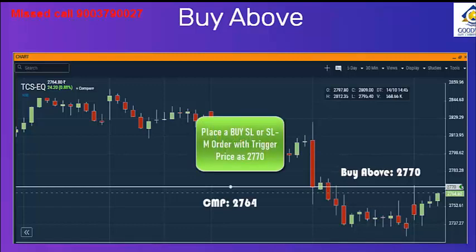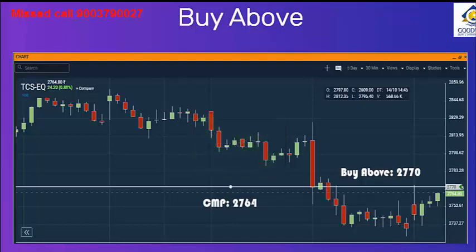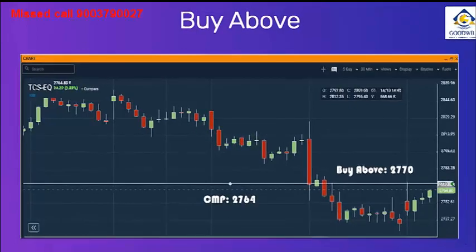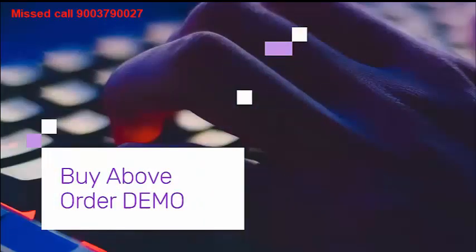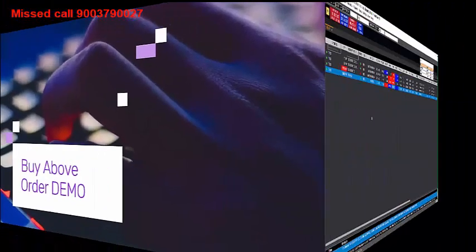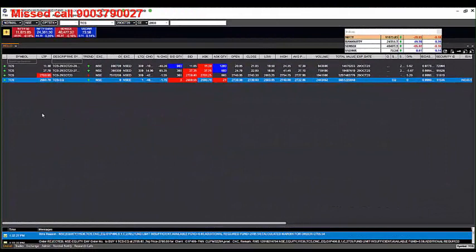In this case, what you need to do is place a stop loss limit or a stop loss market order with trigger price as 2770 and wait for the order to get executed once that level is reached. Now we move on to a live demo of how to place a buy above order in Infinity Trading Terminal. Now we are back to our Infinity Trading Terminal to check out how to place a buy above order.